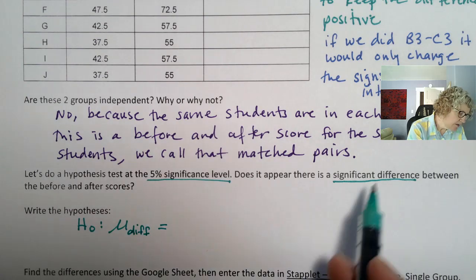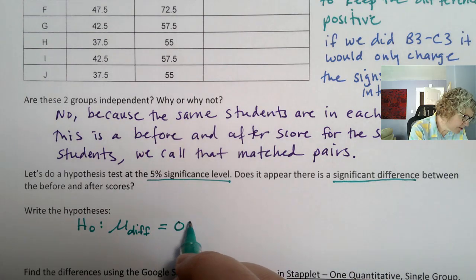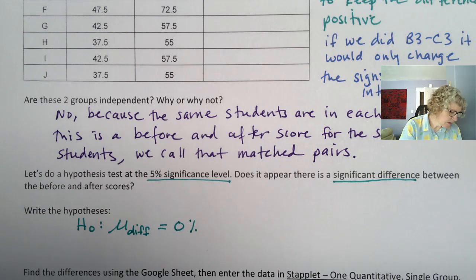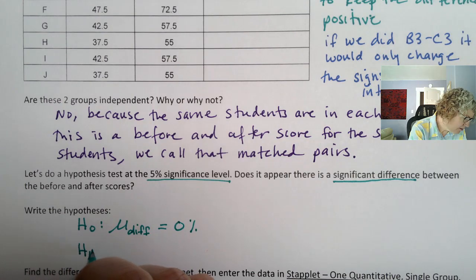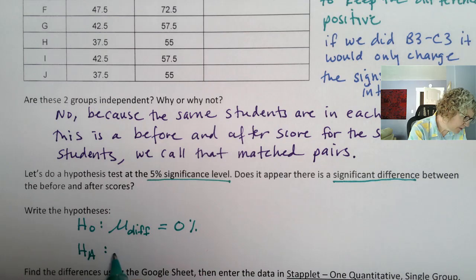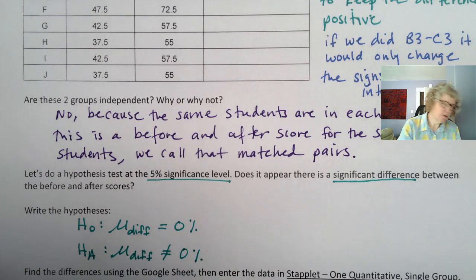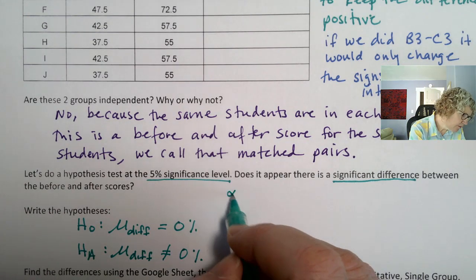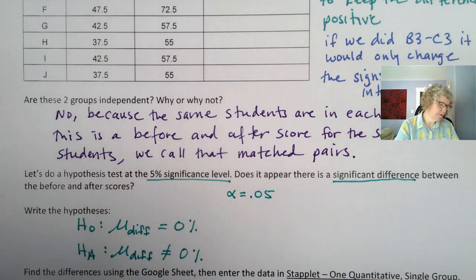And so if there was no difference, that would be a 0% difference, right? And these are all in percentages, so I'm going to write my percent in here. And our claim will be that there is a significant difference, so mu diff is different from 0%, okay? And we have our alpha equals 0.05.